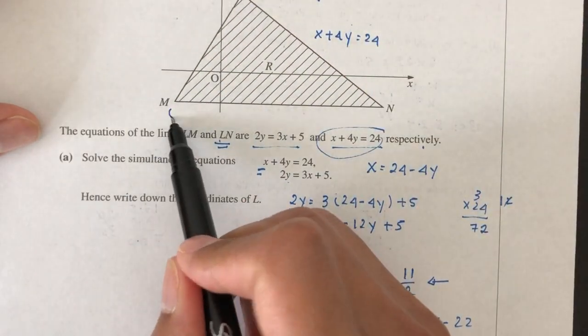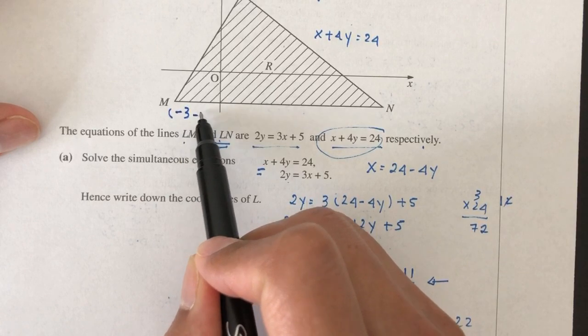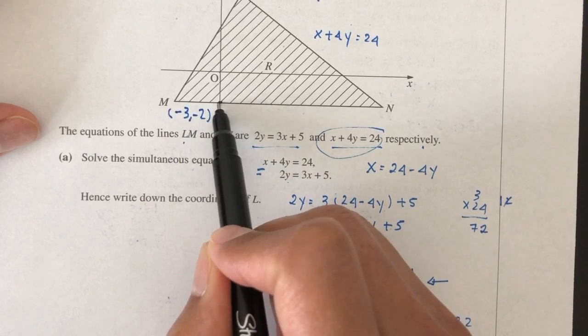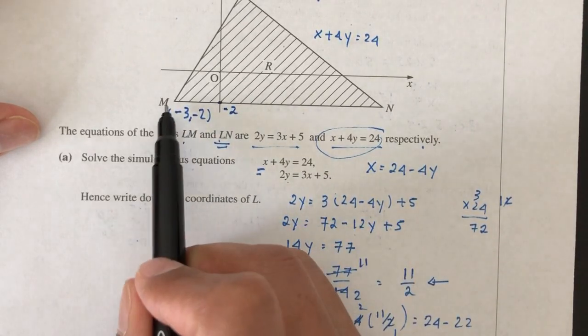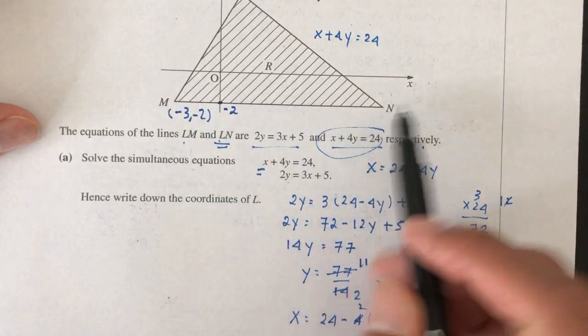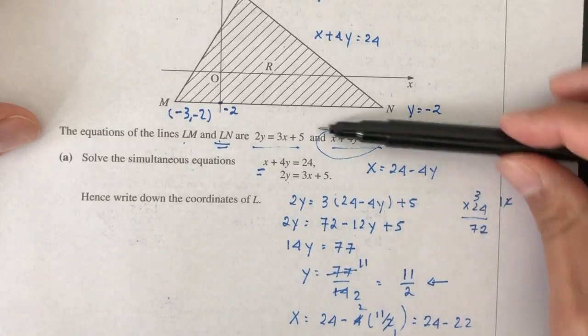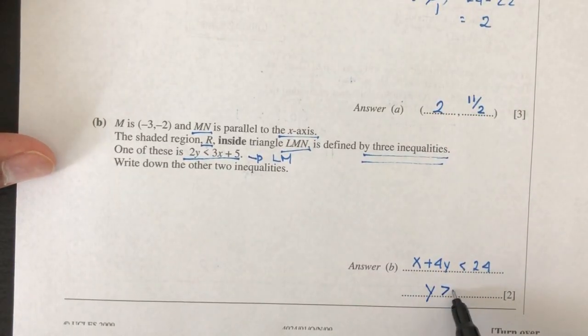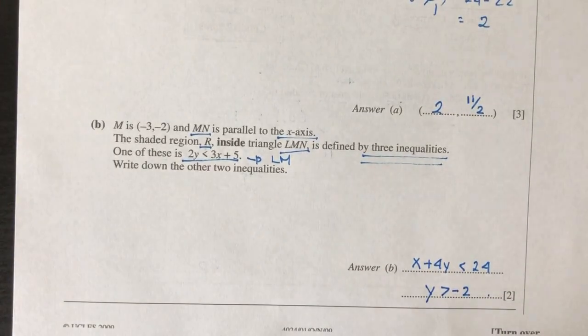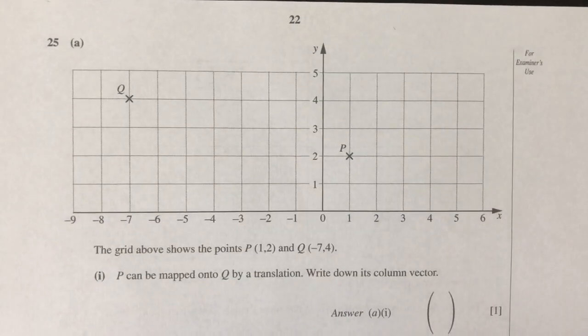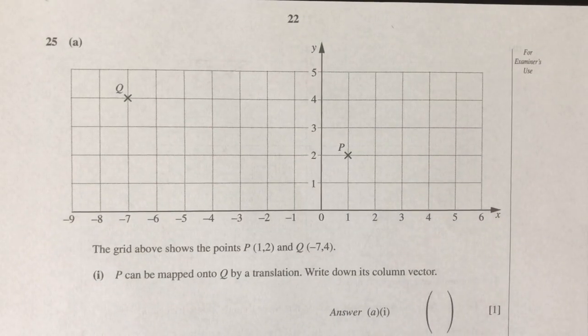The point M is given to you as minus 3 and minus 2. This is the point of minus 2. So what is the equation of line MN? It will be y equal to minus 2. It needs to be above this line, so it will be y more than minus 2. So this is question number 24. Okay, so let's move on to question number 25.